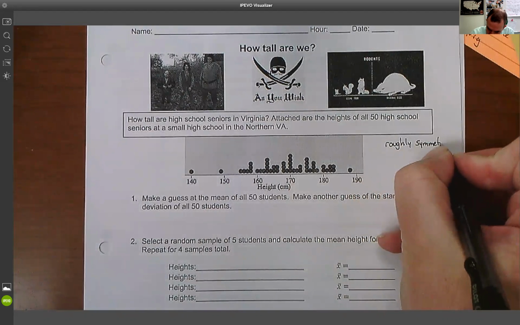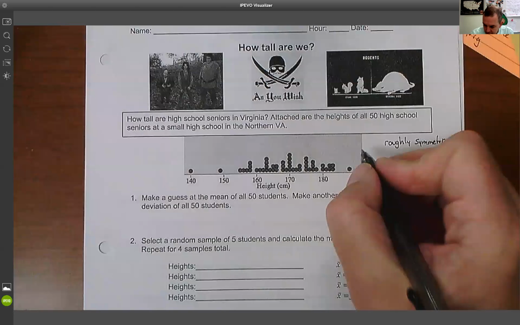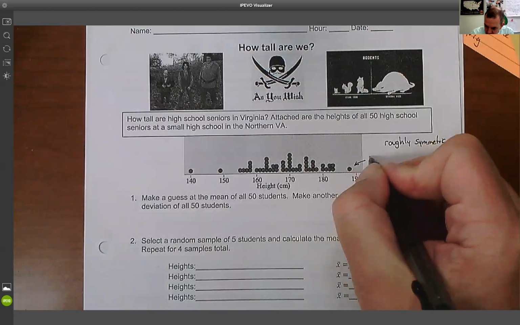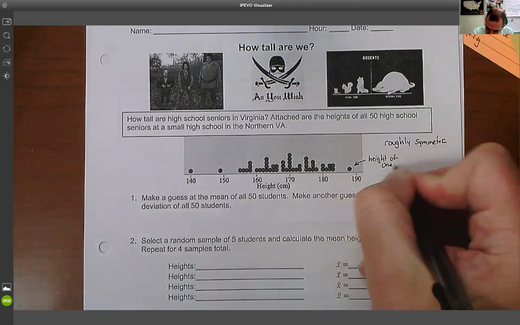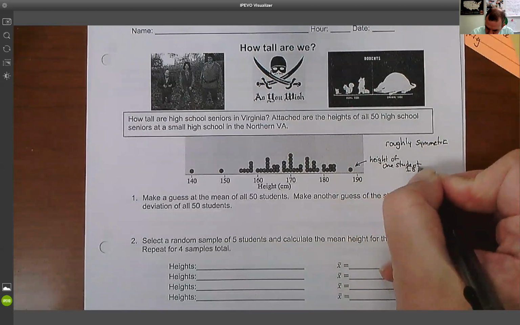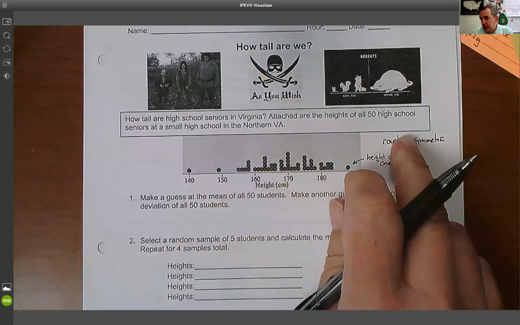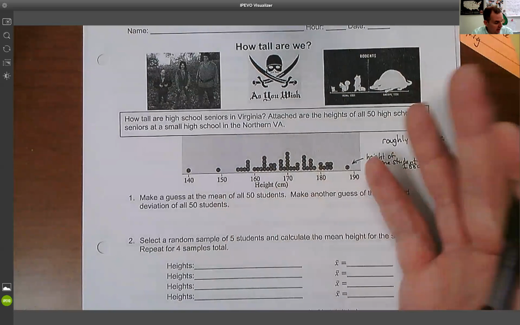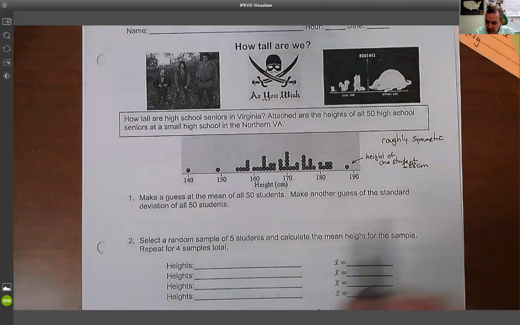Each one of these dots is the height of one student. For example, this one right here is the height of one student. That's about 188 centimeters. Since it's roughly symmetric, we could use the mean. Let's take a guess at this, take a look.